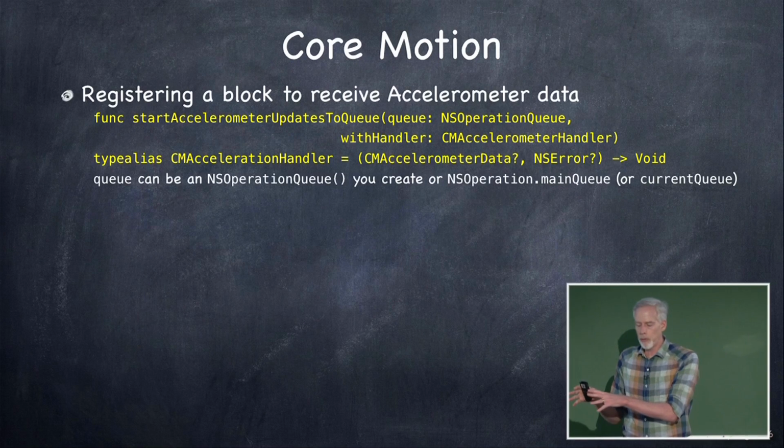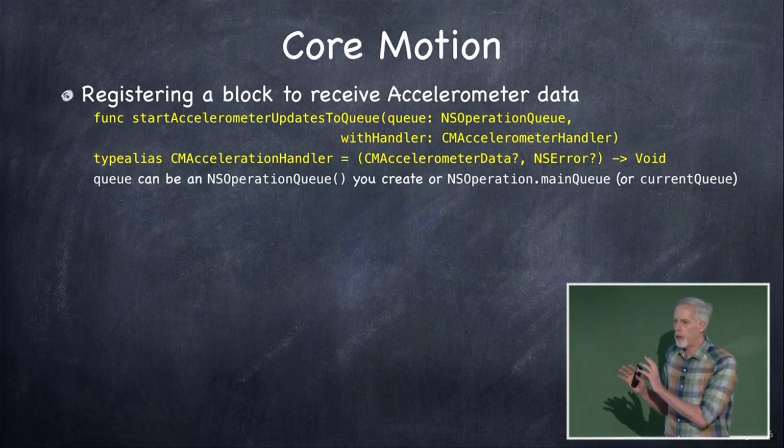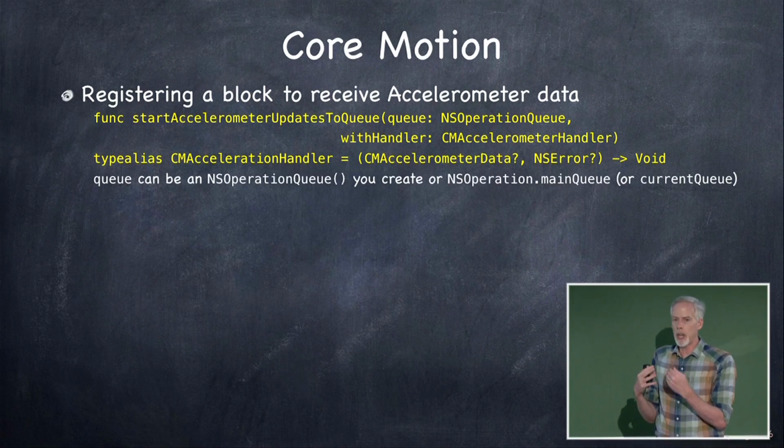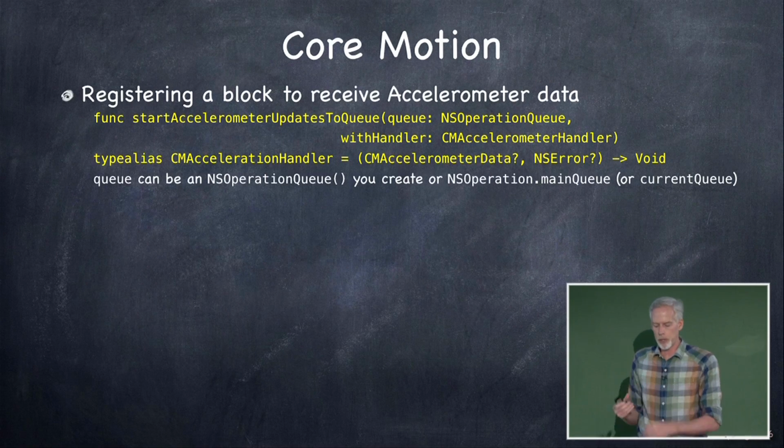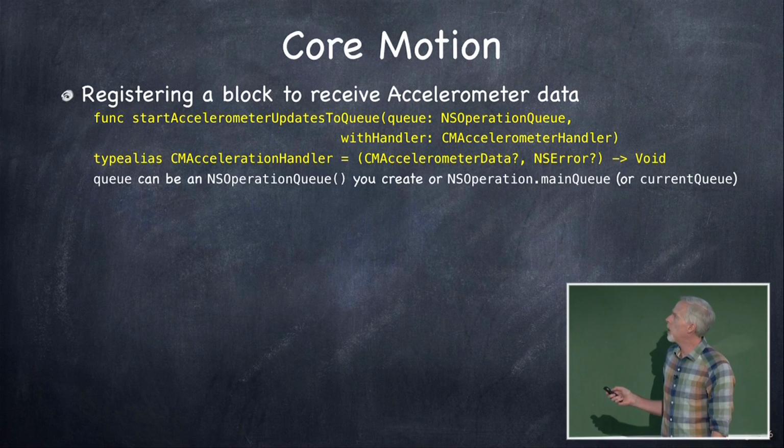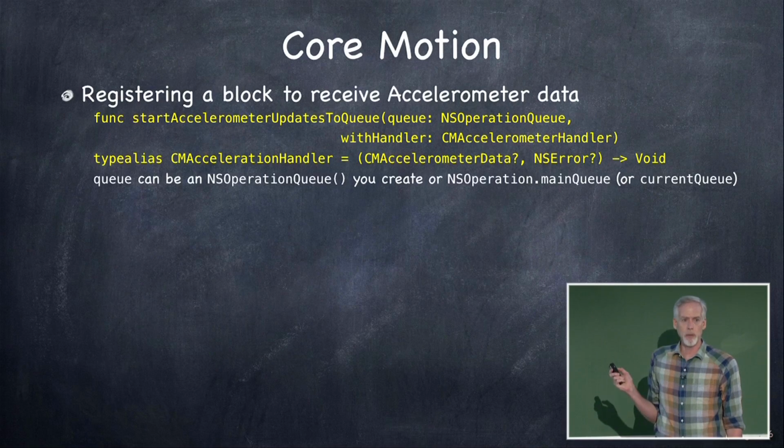You just ask for the information you want. How about if you want to be notified 5 times a second or 30 times a second of what's going on? Very easy. You just call start accelerometer updates or start gyro updates or start device motion updates to queue. And you give it a queue. This is not a dispatch queue. This is an NSOperationQueue, the object-oriented version I talked about. But probably you're going to be passing NSOperationQueue main, or maybe you'll use NSOperationQueue current if you're on a different queue.